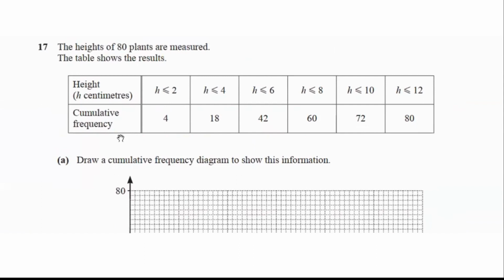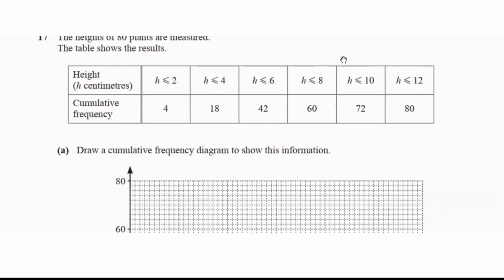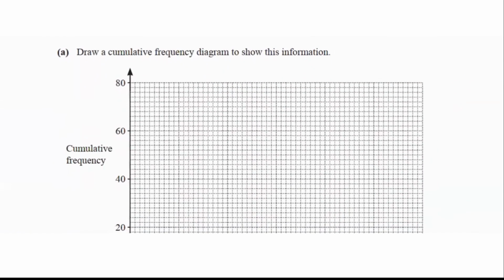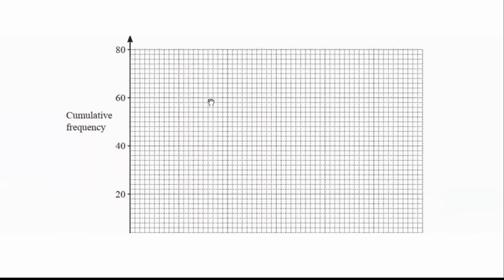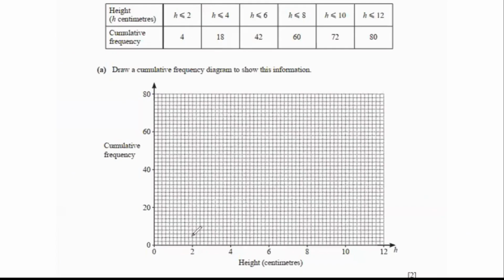Question 17 has given us a table of values for heights of 80 plants. We have the cumulative frequency for the given range of height in centimeters. Draw a cumulative frequency diagram to show this information. For 2, we have 4. So 4 will come. First, we need to do 2, 4. This is it.